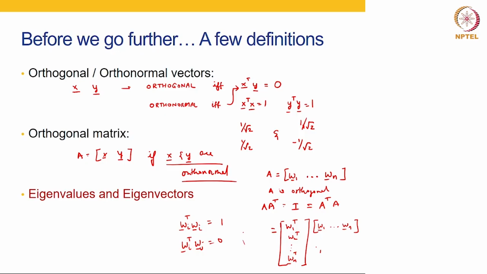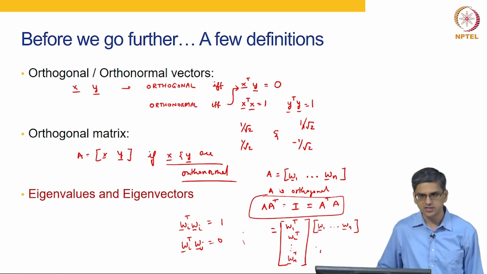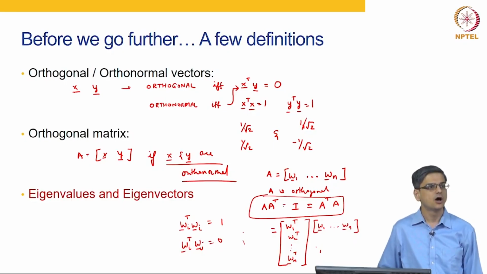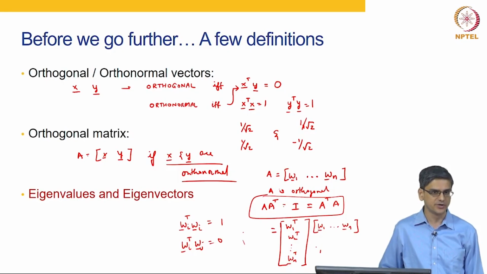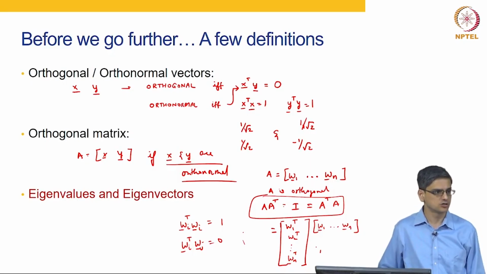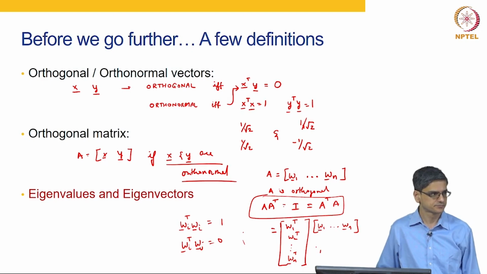So, we defined orthogonal and orthonormal vectors, and the definition of an orthogonal matrix is A transpose A equal to identity. The final thing is, this is just a proof of what I showed over here. If A is an orthogonal matrix, then all of its column vectors are orthonormal to each other.